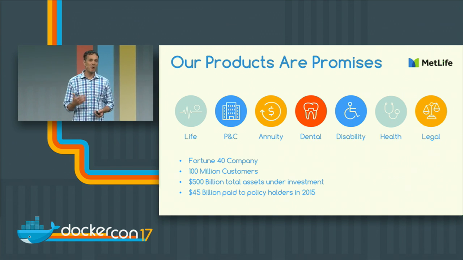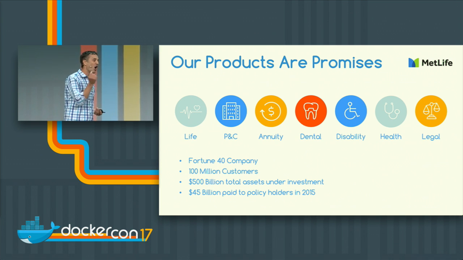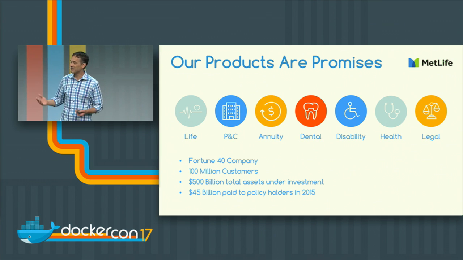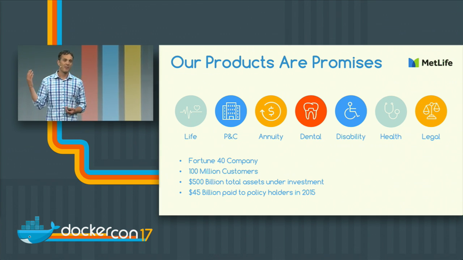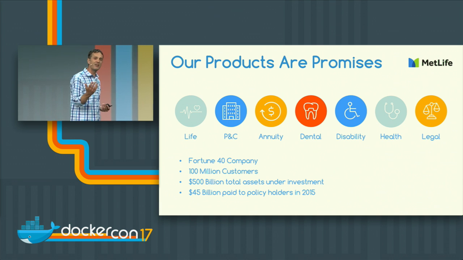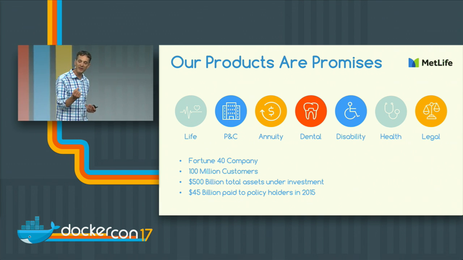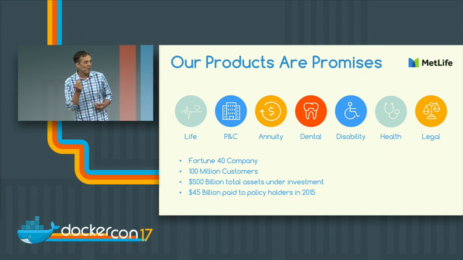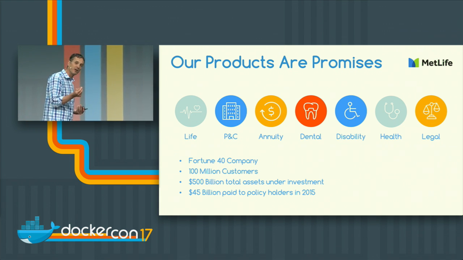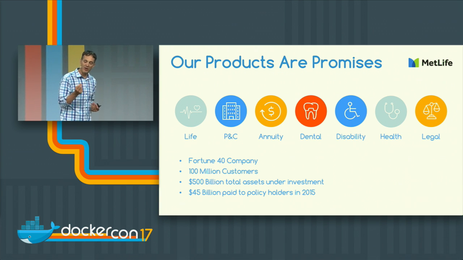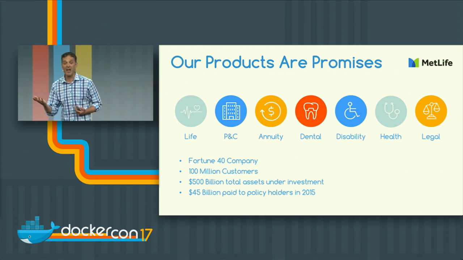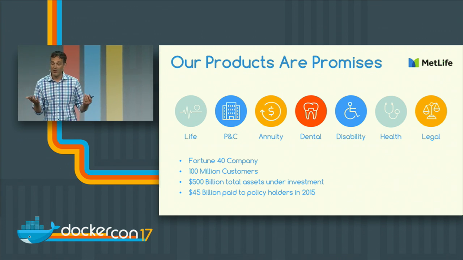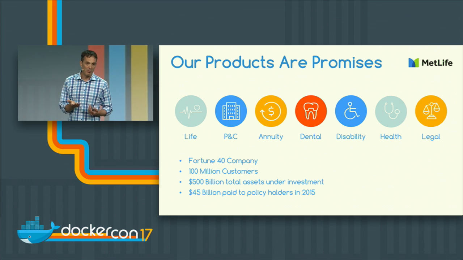MetLife's an old company. We're a big company, too. Right? We've got 100 million customers, and we operate in nearly 50 countries. We sell all kinds of things: life insurance, home insurance, auto insurance, dental, disability. And if you think about it, all these products are nothing more than a promise, right? A promise that says if you pay a small premium, that MetLife will be there to make you financially whole in the event of some catastrophe, right? That could be a car accident, a root canal, or God forbid, an untimely death in the family.